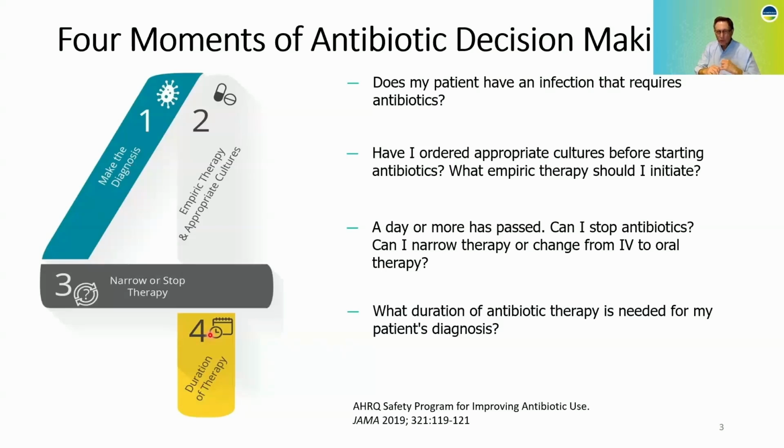And the first thing we have to decide when we see a patient that may have pneumonia is, does the patient actually have an infection that requires antibiotics? And you'll see that we now know that viruses play a role in pneumonia. Have I done the appropriate cultures before starting antibiotics? And what's the best empiric therapy I should initiate?